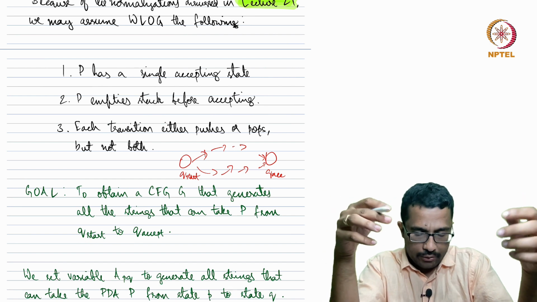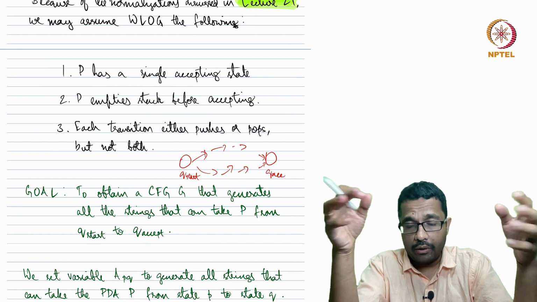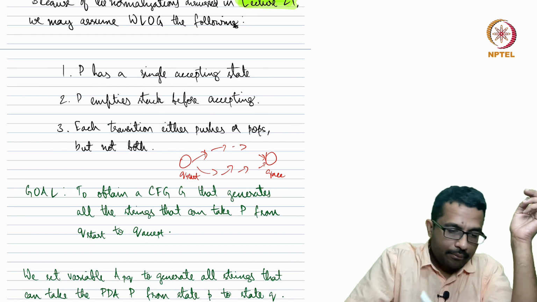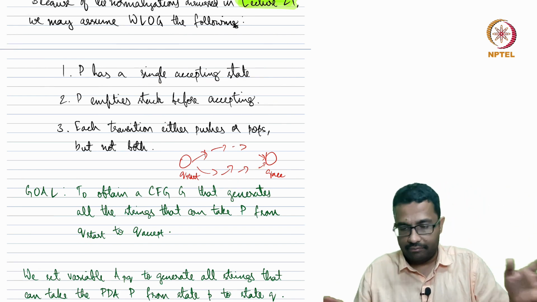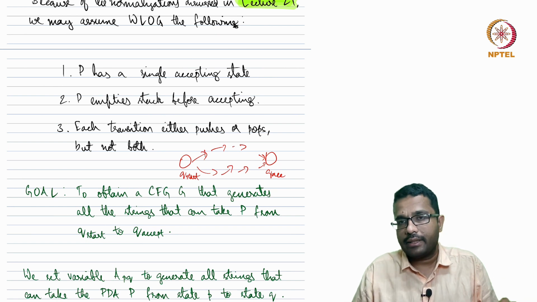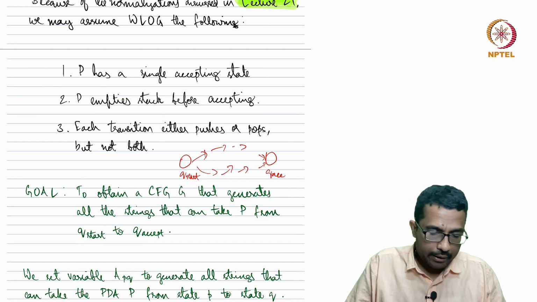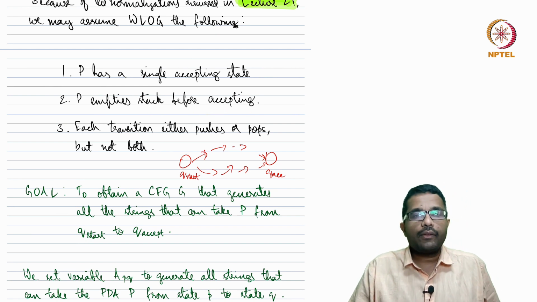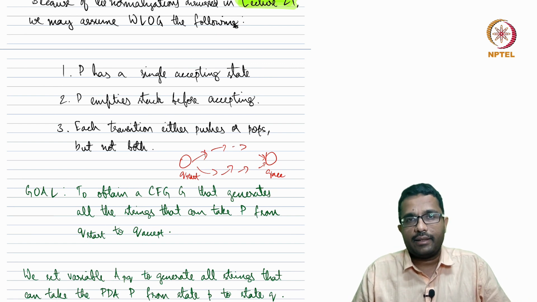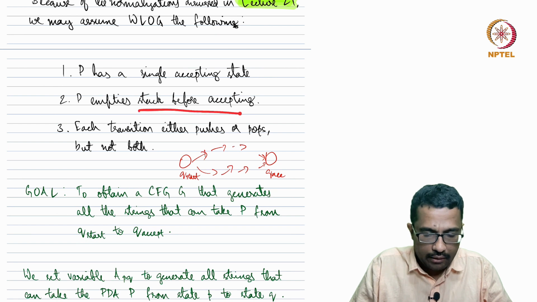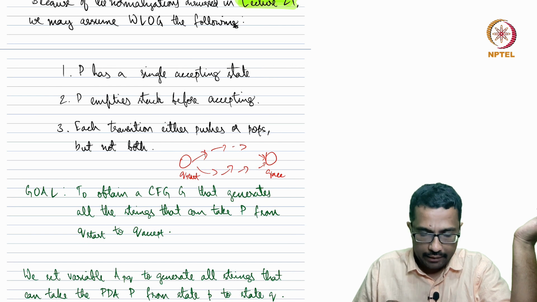You notice that I said the accepting state. So, we are already making use of the fact that the PDA has a single accepting state. If it has multiple accepting states, then I cannot say the accepting state, it may not be a unique one. And because of property 2, we can assume that the stack will be empty when we reach the accepting state.